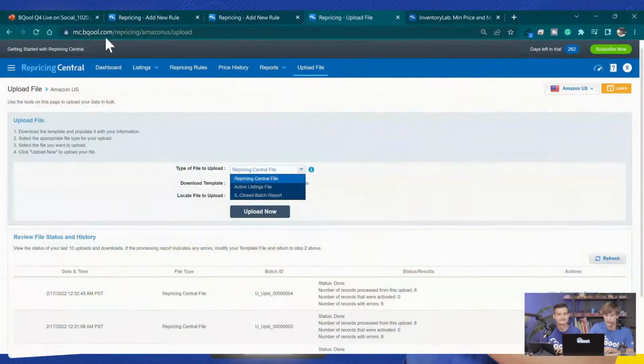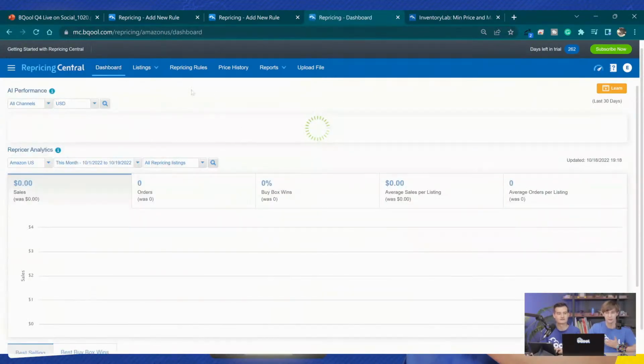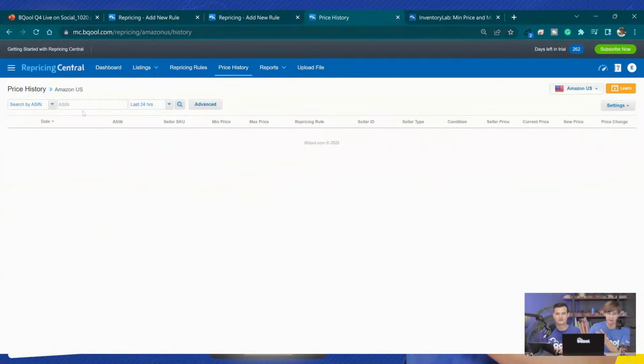Okay, wait a second. Okay, so let's go to our Repricing Central. Let's go to the dashboard. Here, you can see the price history. So we're usually going to go here to the price history.